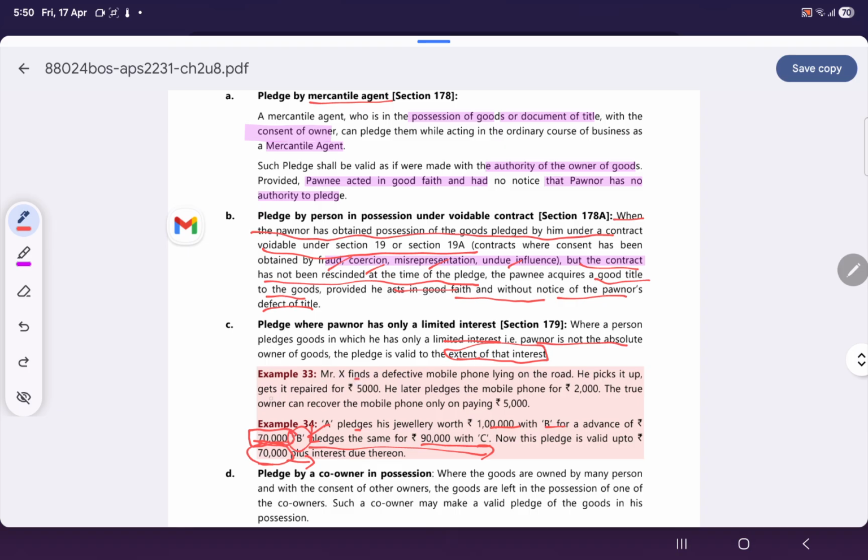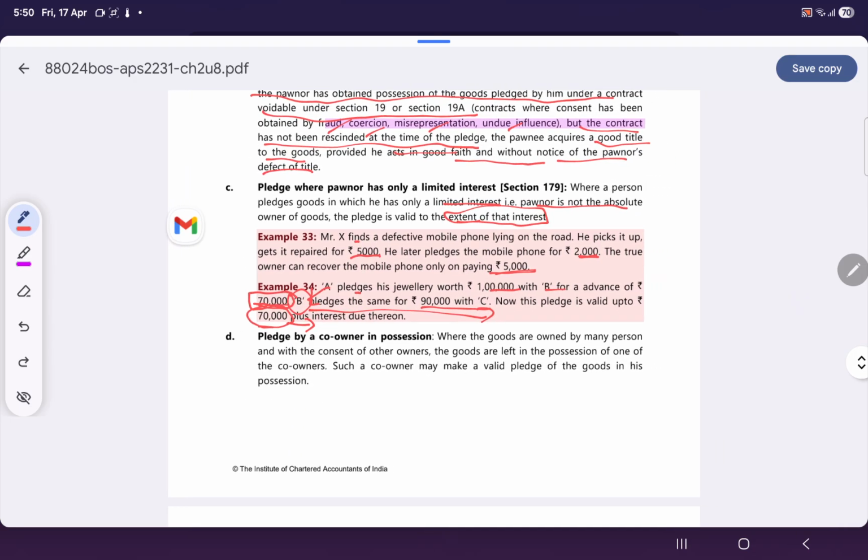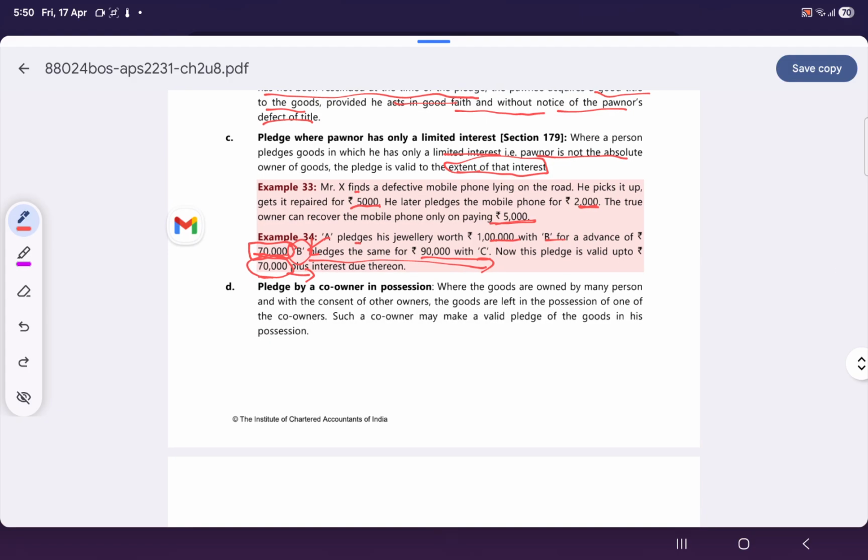Mr. X finds a defective mobile phone lying on the road. He picks it up and gets it repaired for 5,000. He later pledges the mobile phone for 2,000. The true owner can recover the mobile phone only on paying 5,000. Pledge by co-owner in possession. If there are many co-owners like A, B, C, any of the co-owners who has the possession can go and pledge the goods.